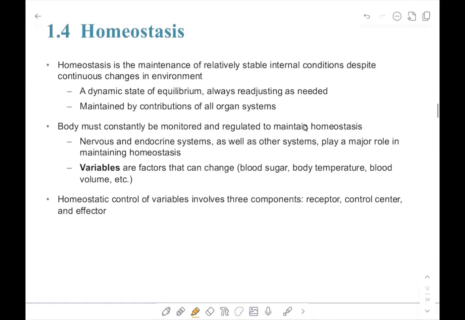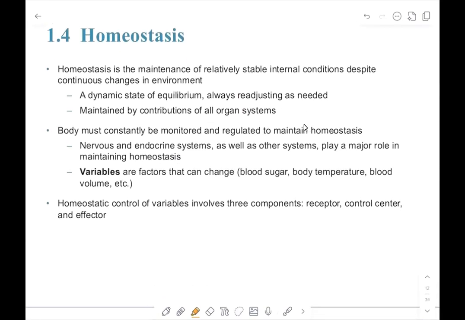The next topic we're going to talk about is a very important one in the human body and all of biology, really. It's called homeostasis. And if we look at the word and break it into pieces and parts, we have the word stasis, which kind of has to do with equilibrium. And in this case, it's a dynamic state of equilibrium, always readjusting to the needs of the body. And it's really maintained by all organ systems.